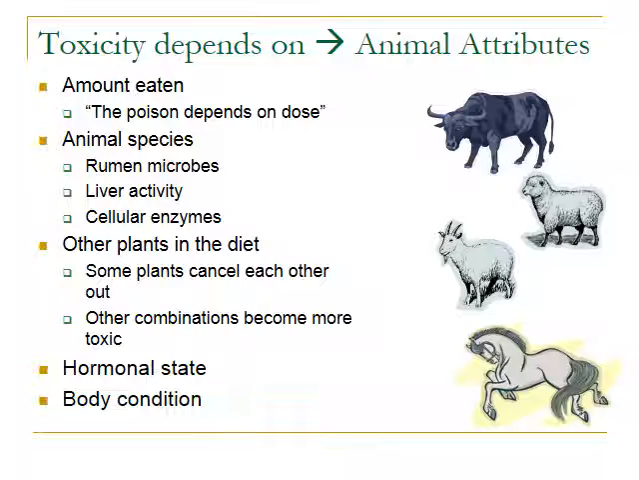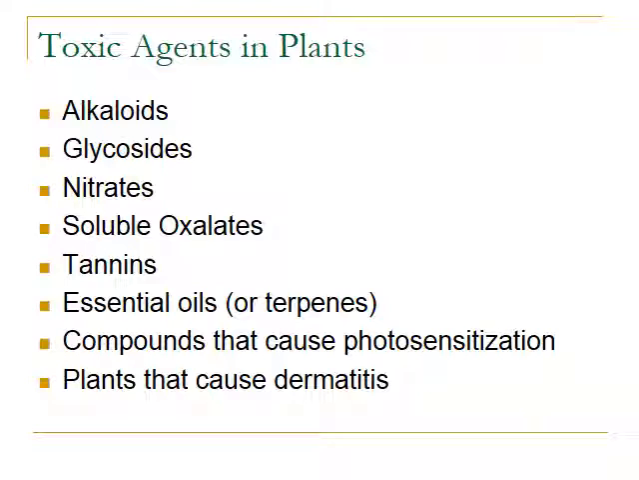Hormonal state can be important. There are a few plants that are toxic when an animal is, for example, pregnant, but not toxic when an animal is dry. So the hormonal state of the animal can be important. And now we also know that the body condition is highly important. Fat animals are usually more tolerant to toxins than thin animals. So all of those factors can make a plant toxic and cause variation, and that's why the whole area of toxic plants is a challenging and dynamic area.